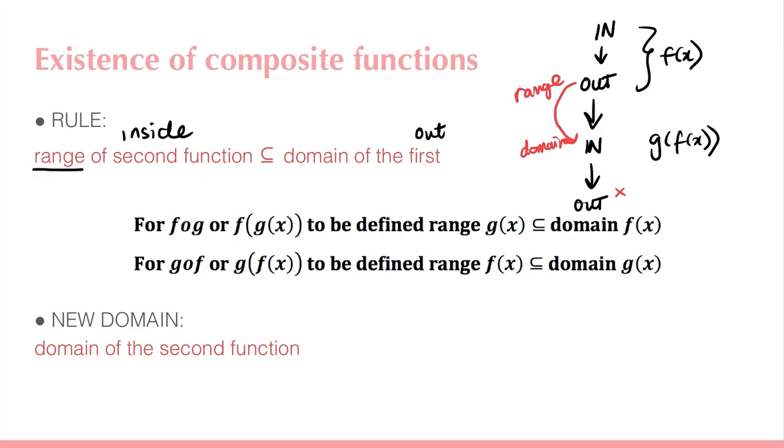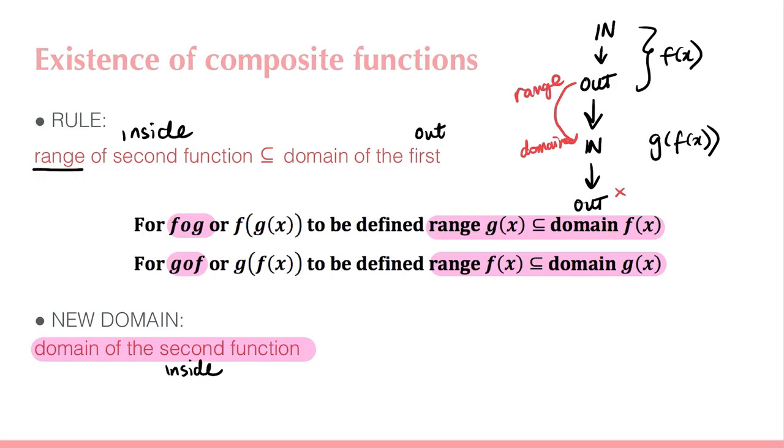So this is what the rule is. The range of the inside needs to be a subset of the domain of the outside, and this is the reason why, because the output becomes the input of the new function, or the outside function. So here it is defined. For f of g of x to be defined, the range of g of x needs to be a subset of the domain of f of x. For g of f of x to be defined, then the range of f of x needs to be a subset of the domain of g of x. Also, we have a rule as well. The new domain is always the domain of the inside function.